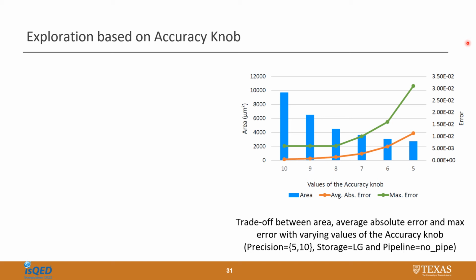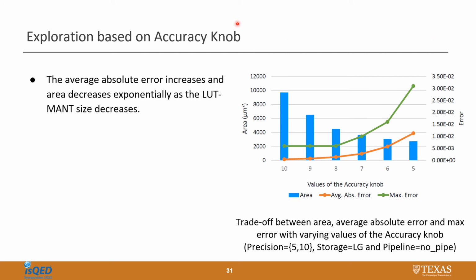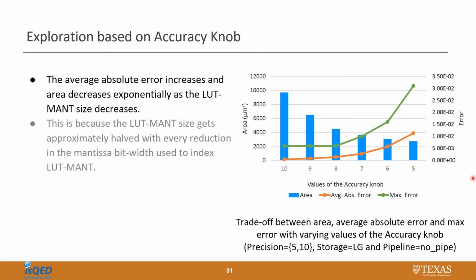One interesting experiment that we did was based on varying the accuracy knob. The orange line represents the average absolute error, while the green line represents the maximum error of the log units. The blue bars represent the area of the log units. We can see that as we decrease the LUT man size, both the errors increase and the lookup table area decreases exponentially. This is mainly because the size of the lookup table gets halved with every reduction in the mantissa bit width used to index the LUT mant.